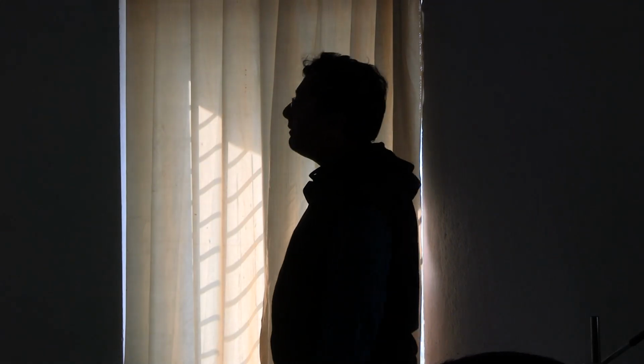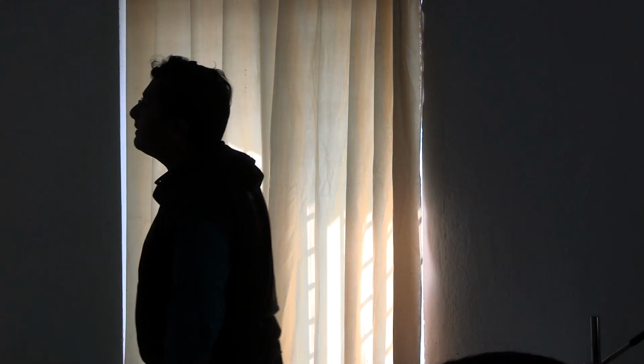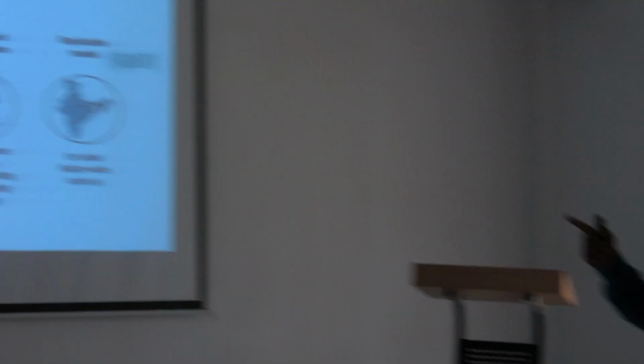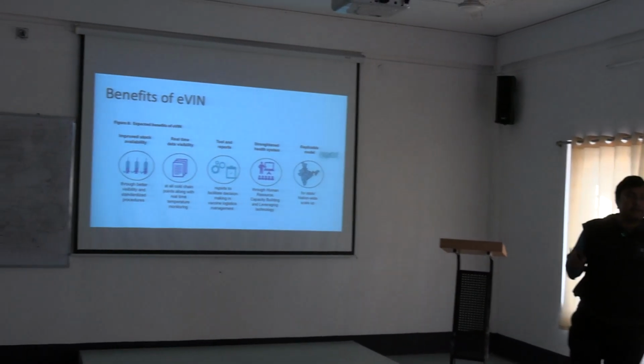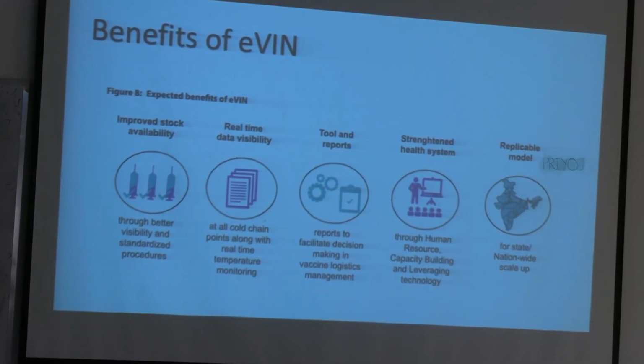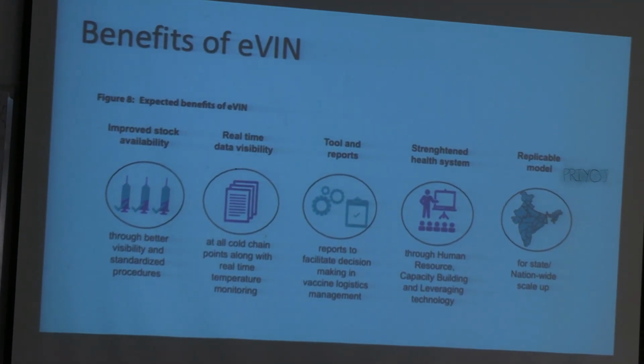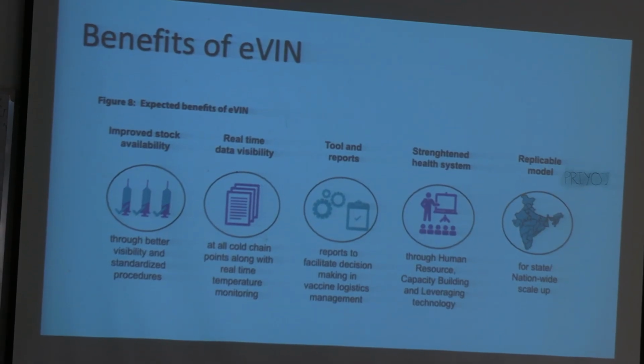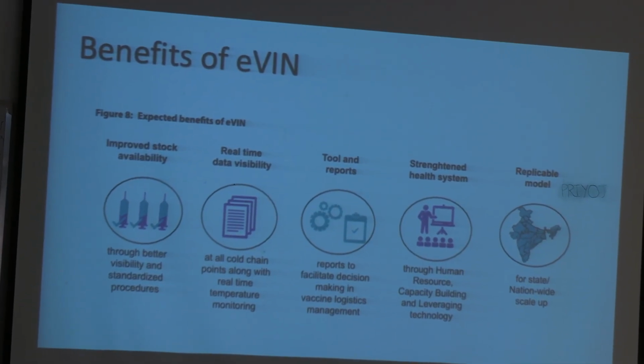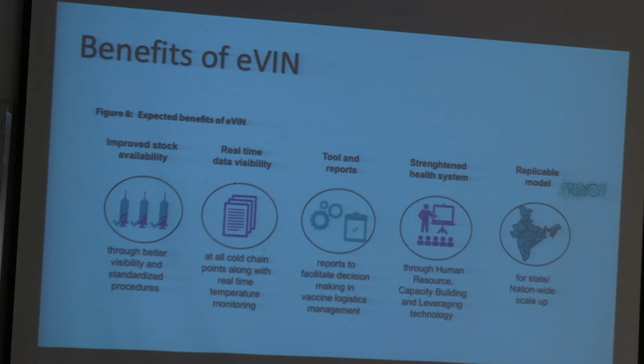First, improved stock availability through better visibility and standardized procedure. Real time data visibility, we can know in real time where how much vaccine is available at all the cold chain points, along with real time temperature monitoring. It is a reliable tool for reporting, reports to facilitate decision making and vaccine logistics management.